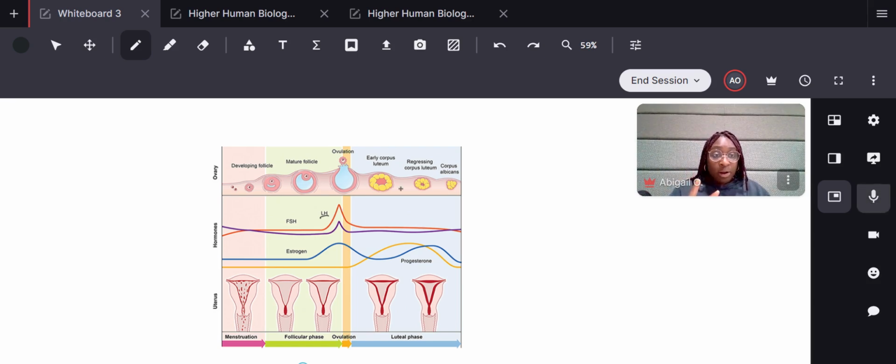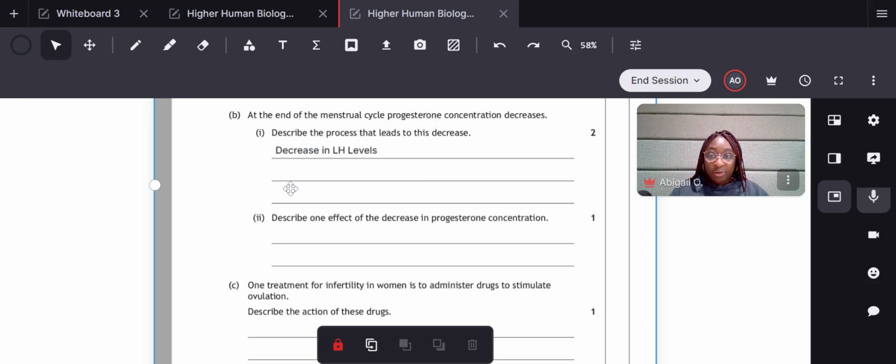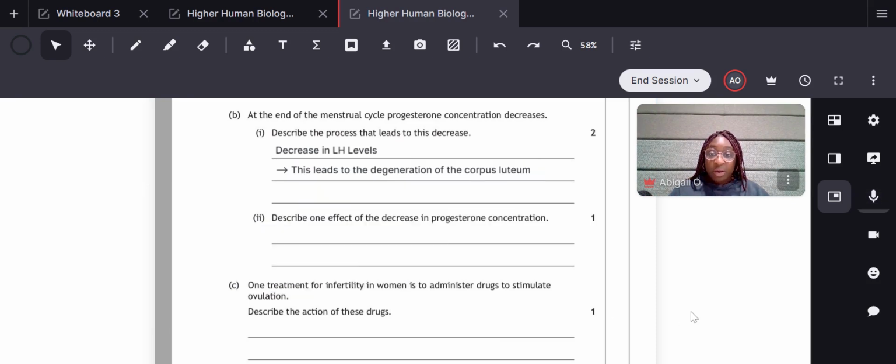So for your 2 marks for this question, you need to say those two things. So number one, you've got a decrease in LH levels. And then if we ask ourselves, why is that important that we've got a decrease in LH levels? Well, the reason it's important is because this is going to lead to the degeneration of the corpus luteum.